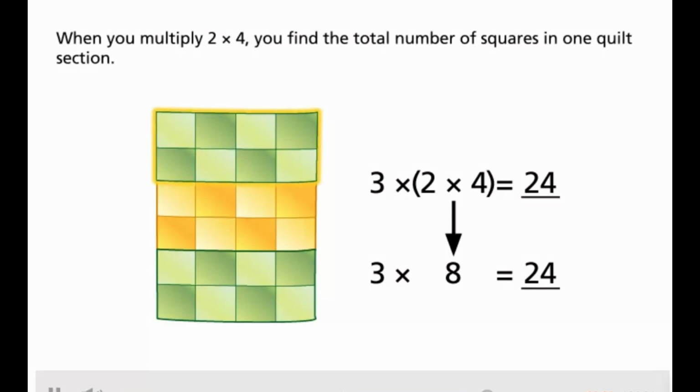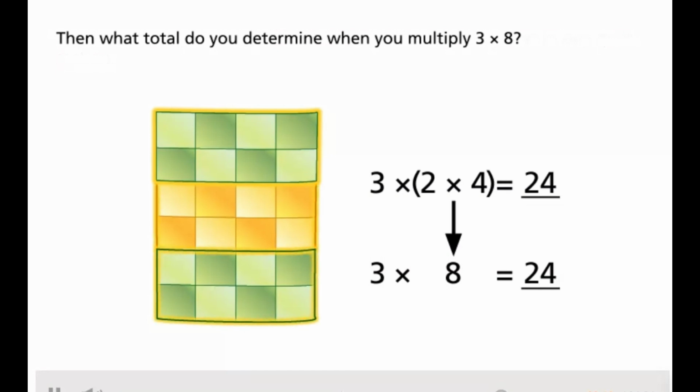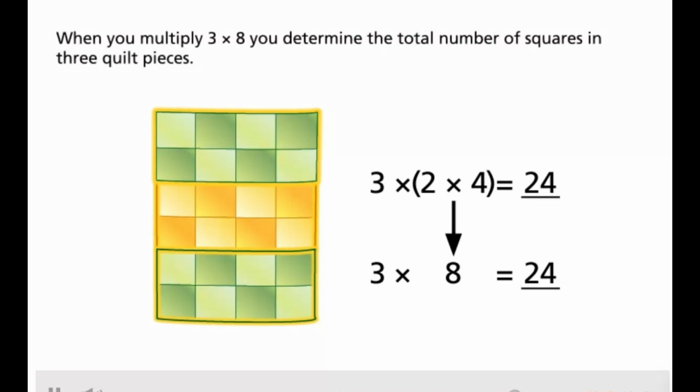When you multiply 2 times 4, you find the total number of squares in one quilt section. Then what total do you determine when you multiply 3 times 8? When you multiply 3 times 8, you determine the total number of squares in 3 quilt pieces.